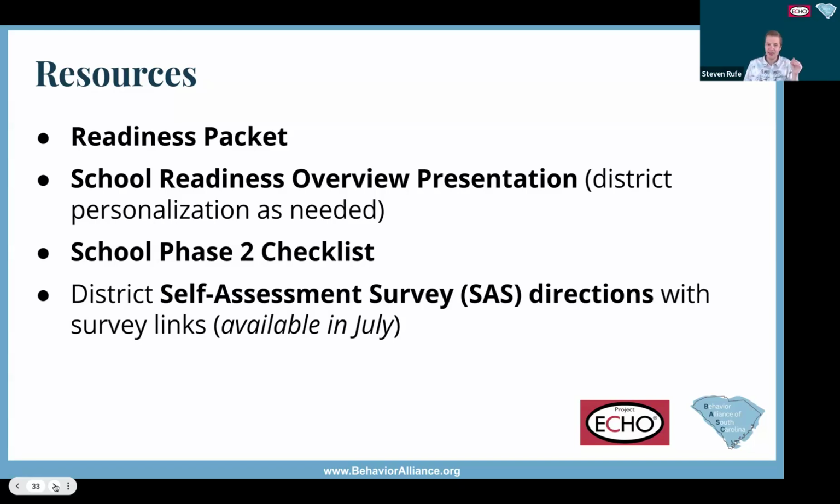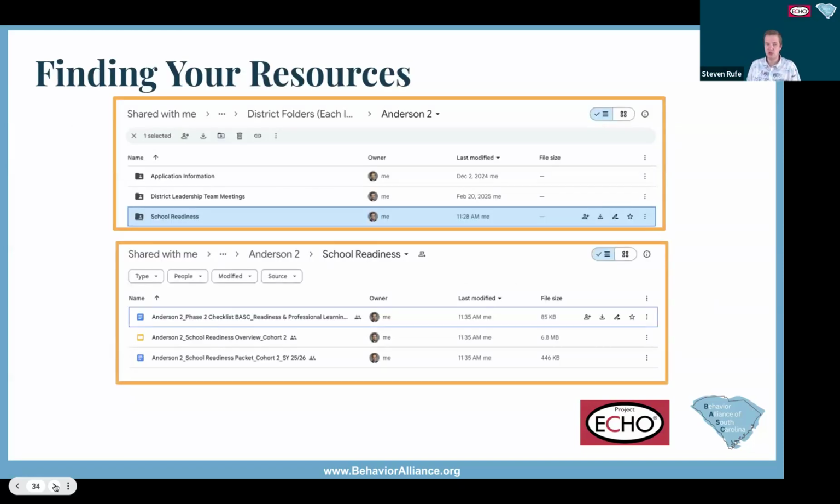And then lastly, that beautiful PDF from Lawrence that you saw earlier with all the directions and the survey links, those will also come in your folders and they'll show up in July. We'll prompt you via email about those being available. The next slide shows you where I put those in your folders so you can see.